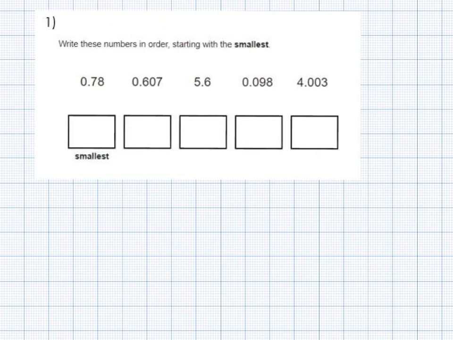We've been looking at place value all this week in our maths lessons, so all these questions are about place value. I'm going to show you a little tip that can help you with ordering numbers and understanding decimal numbers in particular. So this first one says, write these numbers in order starting with the smallest, and we've got the smallest ones on the left hand side here.